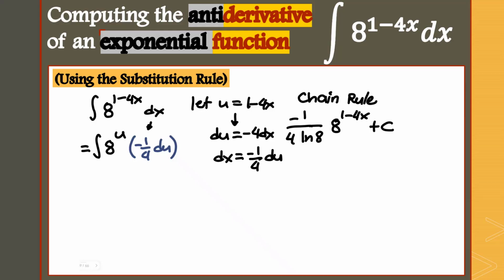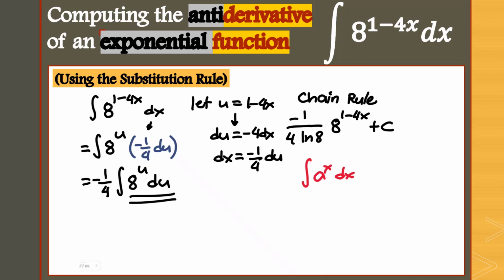Okay, now take note that -1/4 is a constant multiple. You can take that out. You have here -1/4, and you have the integral of 8 to the power of u du. At this time, we will use one of the two rules for antidifferentiation of exponential functions. We're going to use that rule when our base is any constant aside from e. So you have the integral of a to the power of x dx, where a is greater than 0 and, of course, a is not equal to 1.